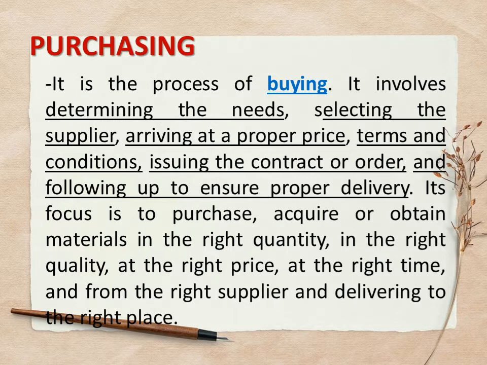And then later on, you have to arrive at a proper price. Of course, you cannot buy without any price, no? So, you will arrive at a proper price. And then we also have these terms and conditions. What are examples of terms and conditions? Those are on how it is delivered. It could be COD or payment first. Terms and conditions also cover what happens if there are damages or defaults in delivery, whether they will refund, and so on. Another is issuing the contract or order.